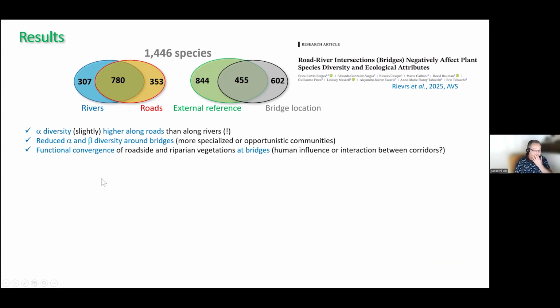A first set of results, surprisingly, we found that local species diversity was higher along roads than along rivers. We didn't expect that at all. Second point, it was less surprising. We found a reduced alpha and beta diversity around bridges. And also, we highlighted functional convergence of roadside and riparian vegetation at bridges.